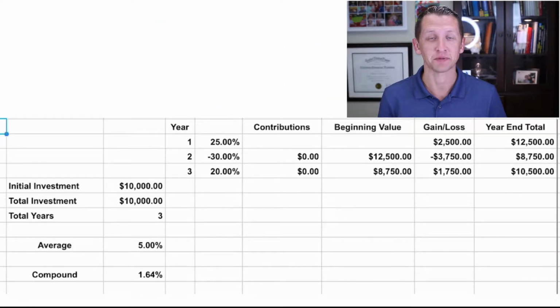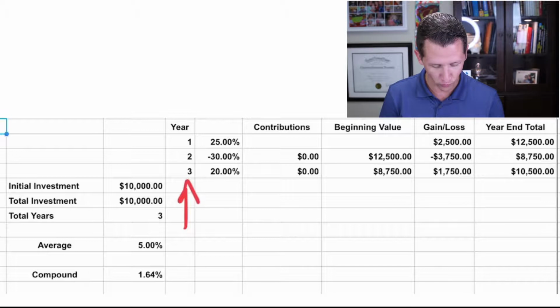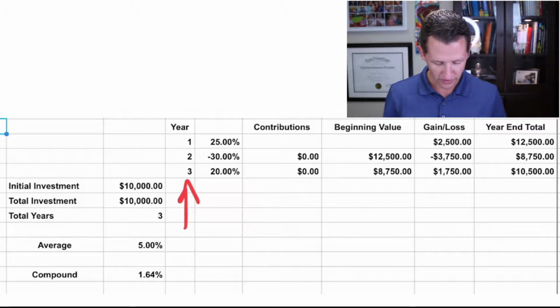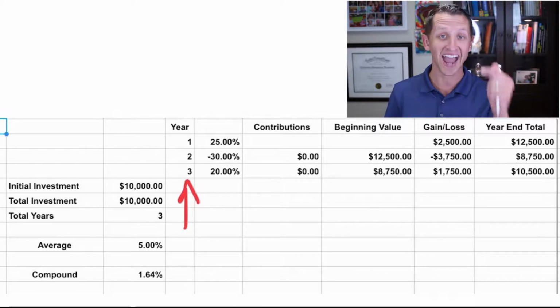We're going to look at an investment. We're just going to look at the rates of return. So on this spreadsheet that we're looking at, you can see the years right here. We have 1, 2, and 3 years. Year 1, we got a 25% rate of return. Year 2, we got a negative 30%, so a terrible year. And year 3 was a positive 20% rate of return. Now, these are just 3 arbitrary rates of return for 3 separate years, so I can show you what that looks like. So we're going to look at the average.